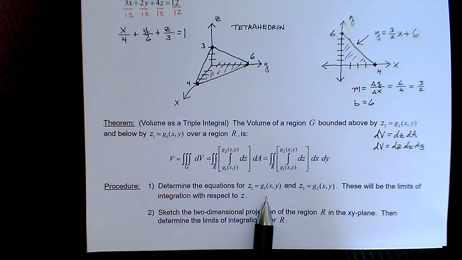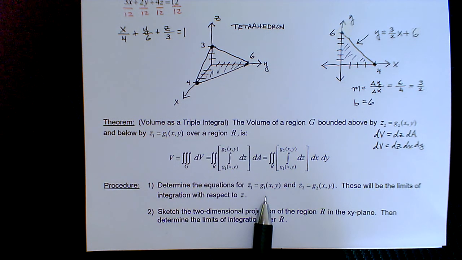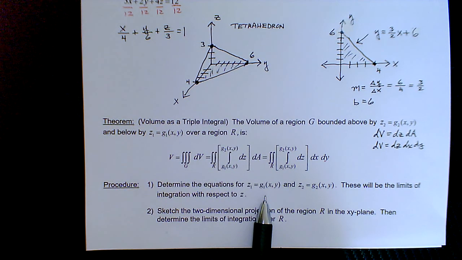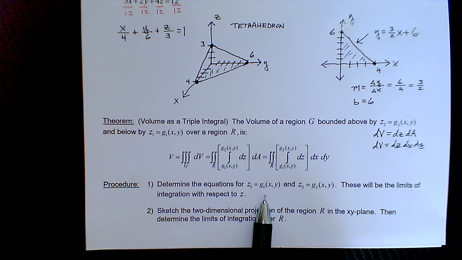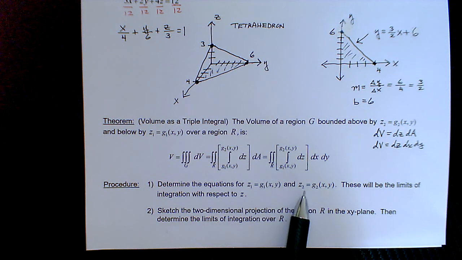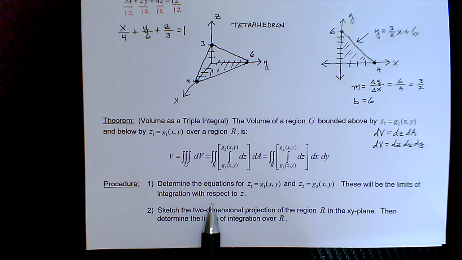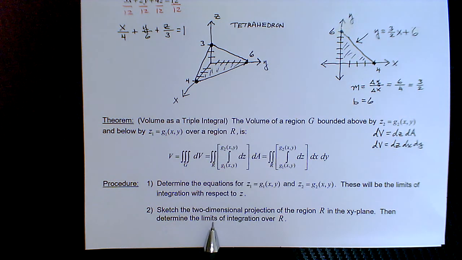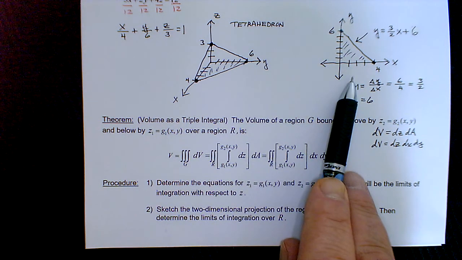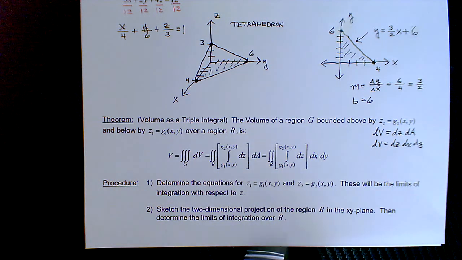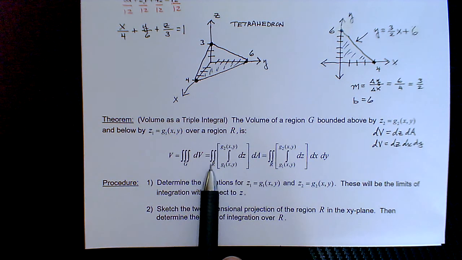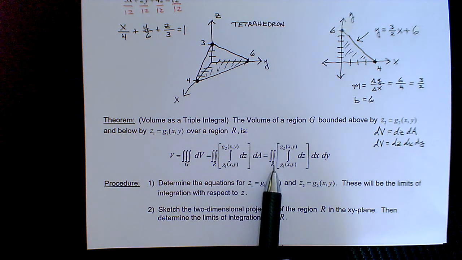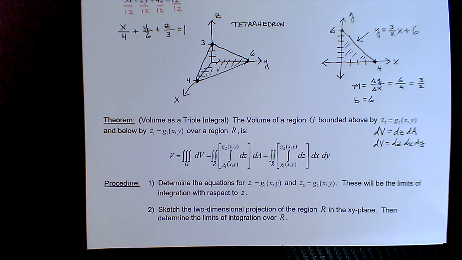So this gives a little procedure as to how to go about setting up this integral, and it's basically just find the equations for z1 and z2. Those are going to be the limits of integration with respect to z. We're going to set up the rectangular region in the xy plane, so that'll be similar to what we just went over here. And then those are going to determine the limits of integration for these two remaining integrals, the dx dy integral.